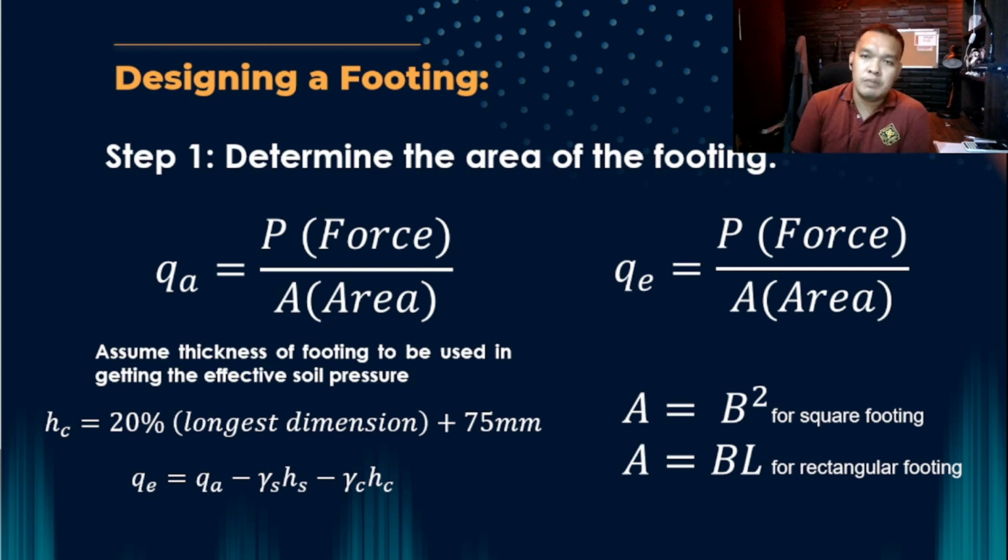Kapag tayo ay nagde-determine ng area ng footing, so we have the formula QA is equivalent kay force all over area, no? So, yung given allowable soil bearing capacity plus yung given unfactored load, so makakapag-compute ka ng area, no? So, the area is equivalent kay B squared for square footing and B times L for the rectangular footing. So, dito, mako-compute mo yung area, then makakapag-assume ka pa lang ng thickness ng footing. So, after mo mag-get yung area, maka-compute ka ng B or L.